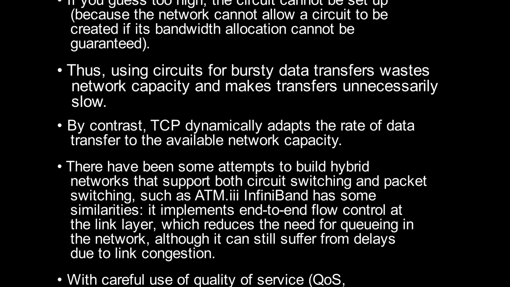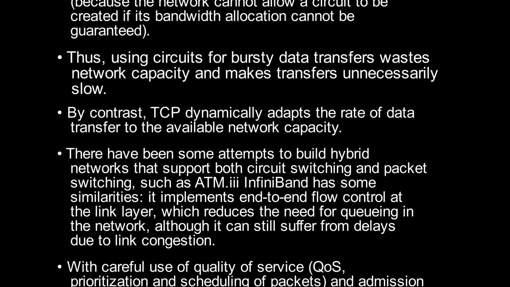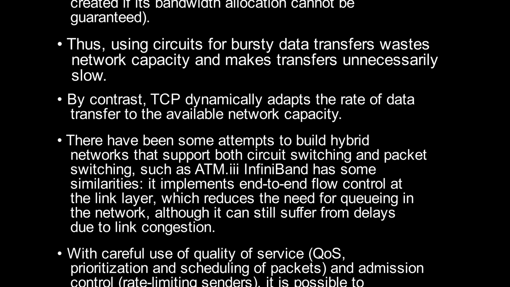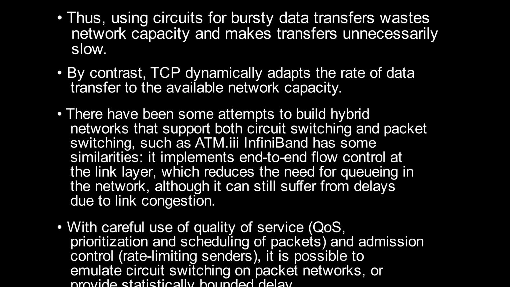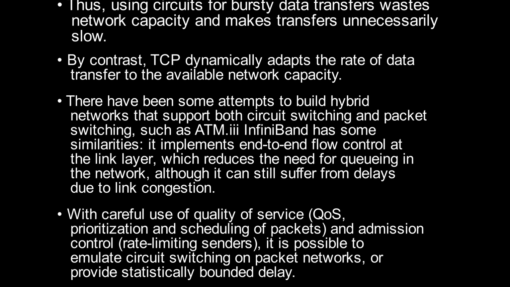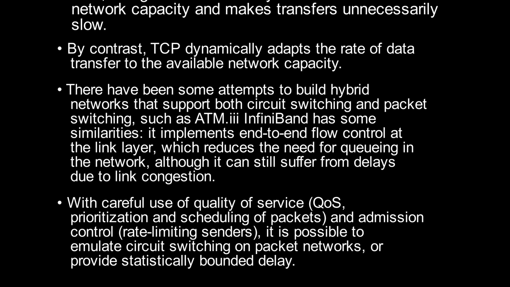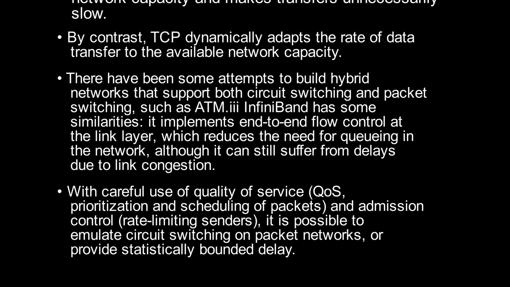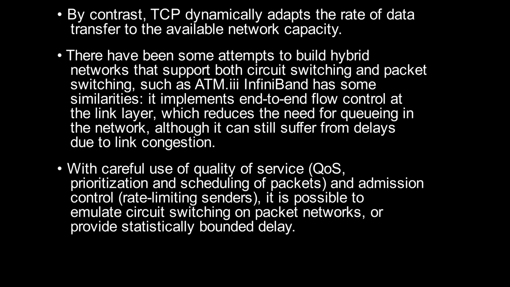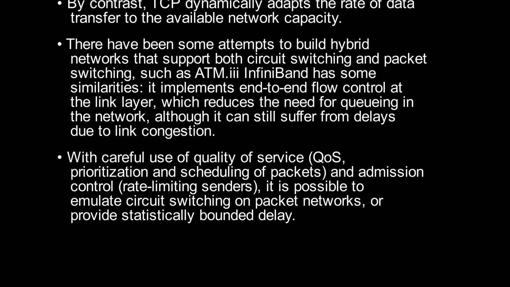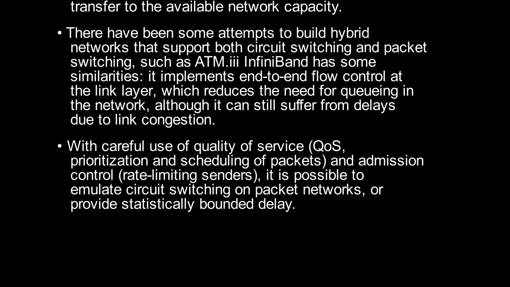InfiniBand has some similarities. It implements end-to-end flow control at the link layer, which reduces the need for queuing in the network, although it can still suffer from delays due to link congestion. With careful use of quality of service, QoS, prioritization and scheduling of packets, and admission control, rate limiting senders, it is possible to emulate circuit switching on packet networks or provide statistically bounded delay.